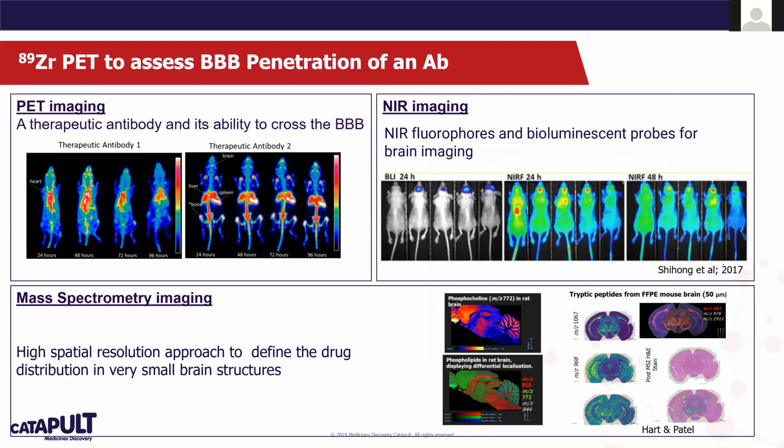An exciting area for PET imaging with the blood-brain barrier penetration also is the use of dynamic PET, and complex modelling also offers a huge opportunity of really being able to quantify and assess that dynamic penetration within the brain. The near-infrared imaging and bioluminescence probes also offer a very non-invasive method, as well as mass spectrometry imaging, and that offers huge potential to define drug distribution in very small brain structures with a non-labelled approach.